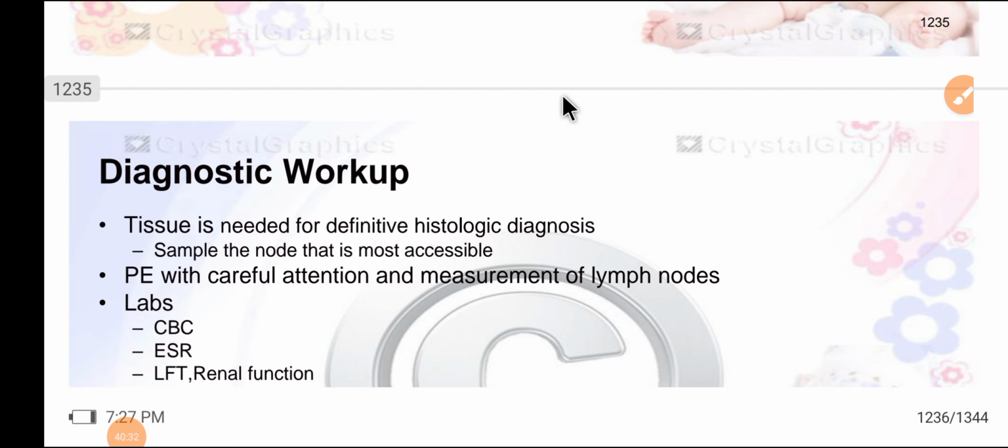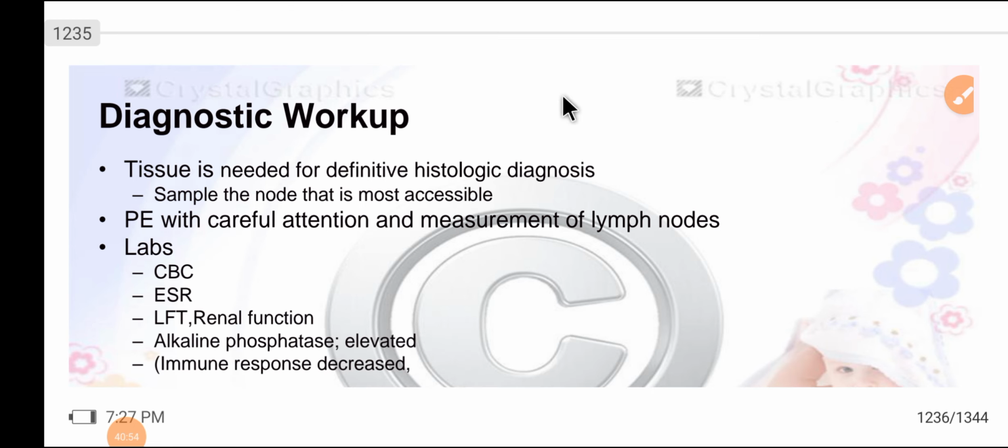Diagnostic workup. Tissue is needed for definitive histologic diagnosis. Sample the node that is most accessible. Physical exam with careful measurement of lymph nodes. Labs: CBC, ESR, LFT, renal function test. Alkaline phosphatase is elevated and immune response decreased.